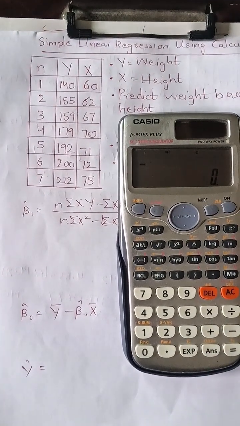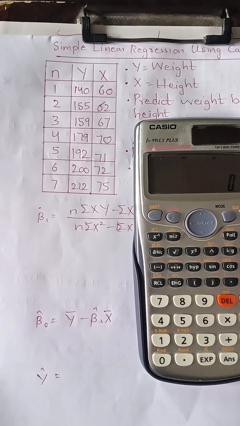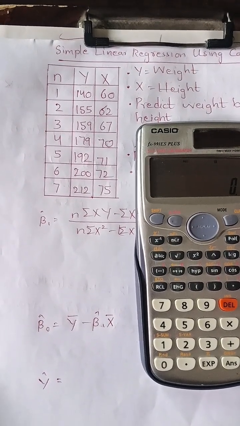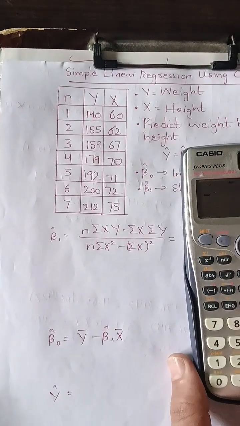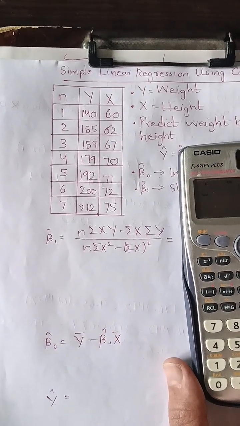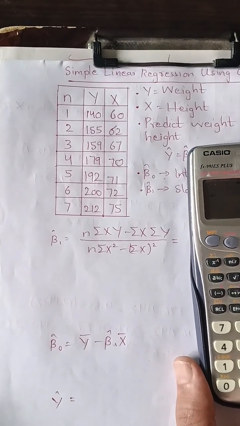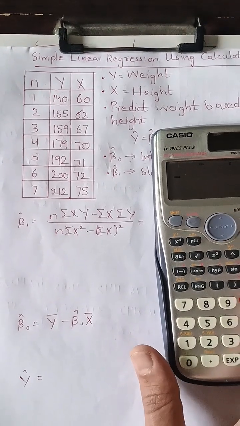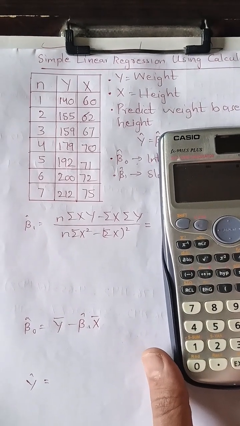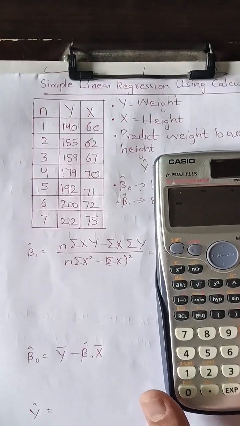Now we need the sums to find the values of beta naught hat and beta 1 hat. The formula for beta 1 hat is given: n times sum of xy minus sum of x sum of y, divided by n times sum of x square minus sum of x whole squared. So we need to calculate all these sums one by one. So first of all we need sum of xy.